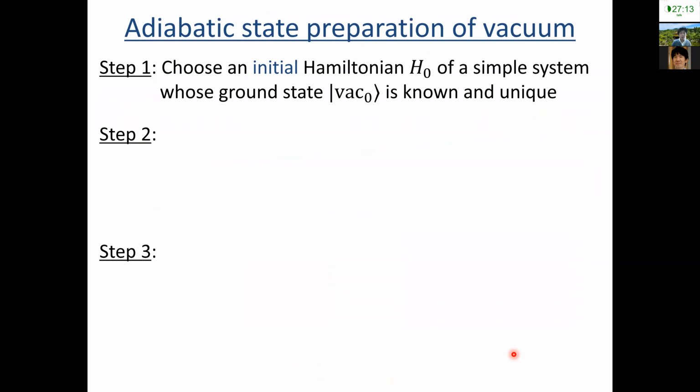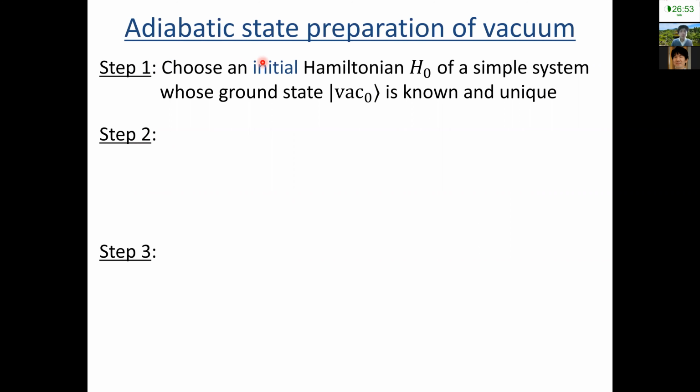So then how can we prepare the ground state of the system? There are various algorithms to prepare the ground state, and in this talk, I adopt an algorithm called adiabatic state preparation.